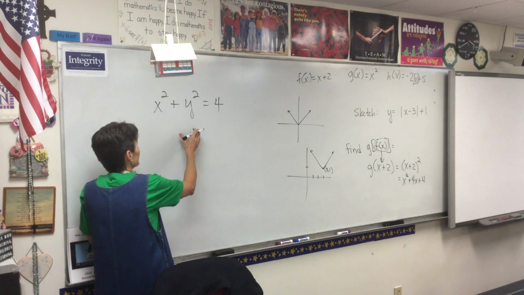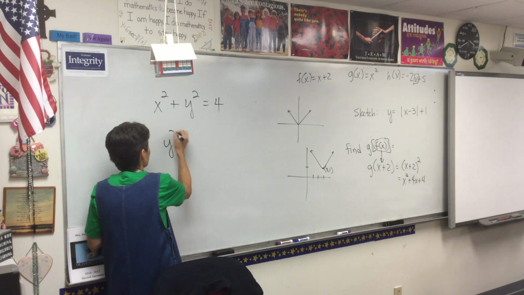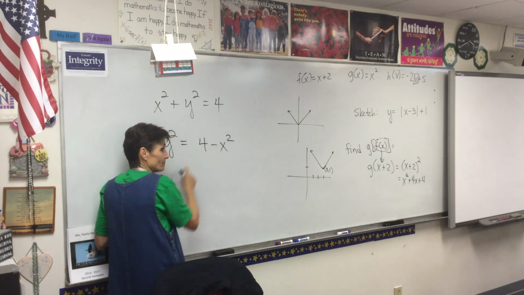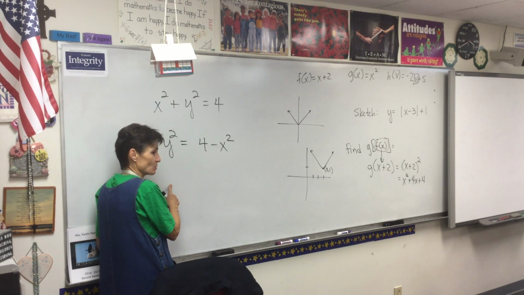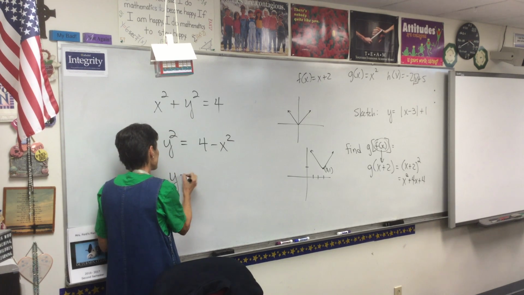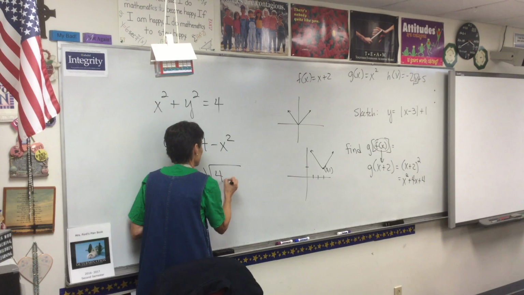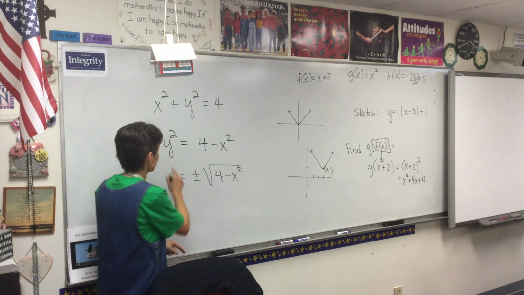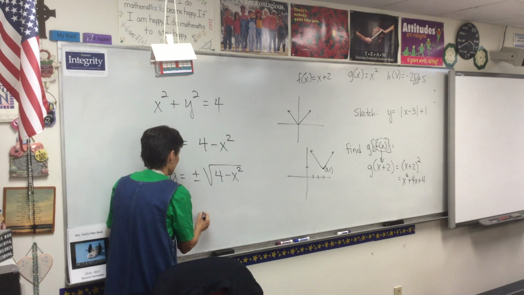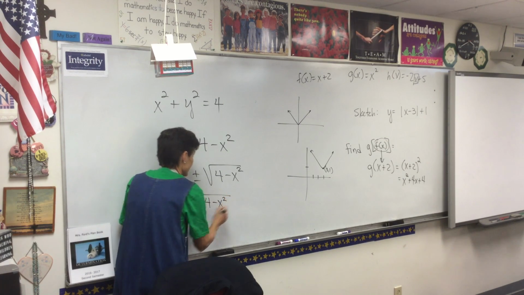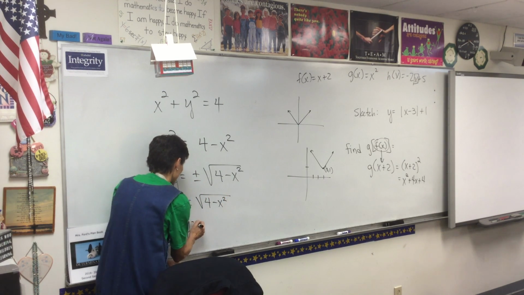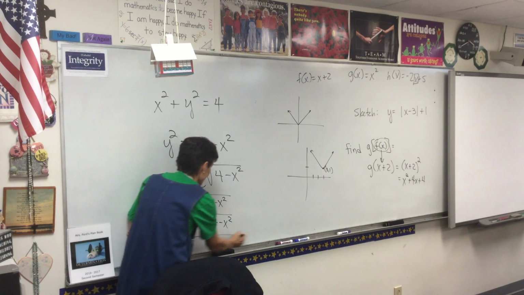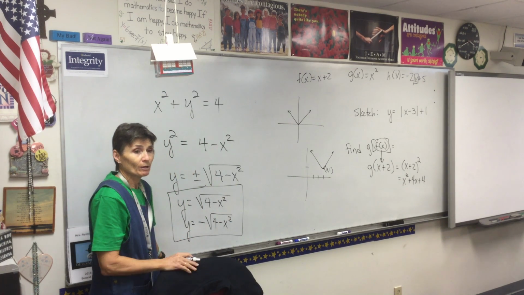So what I'm going to do is take this circle and get the y by itself. So I'm going to subtract x squared, right? And then guess what I'm going to do? But when I square root, I have to remember to do the plus or minus. So I'm going to take the square root of both sides here. So y is either going to be the positive square root of 4 minus x squared, or y is going to be the negative square root of 4 minus x squared. And I want you to write them separately, because now we're going to put them in our calculators.